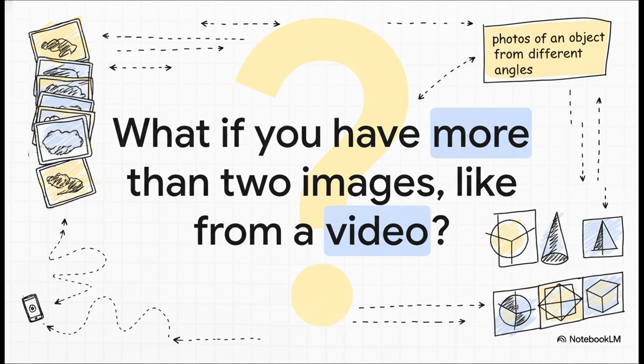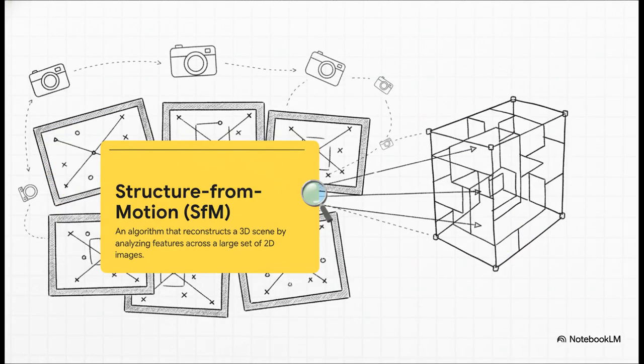But what if you have more than two? What if you have, say, dozens or even hundreds of photos from a video you shot just walking down the street? That's when you bring out the big guns, a technique called structure from motion, or SFM. This is really the master algorithm. It looks at all the images at once, finds matching points across them, and it solves for two things at the same time: the 3D structure of the scene and where the camera was for every single photo. It's like solving a giant 3D jigsaw puzzle, but you don't have the picture on the box to help you.